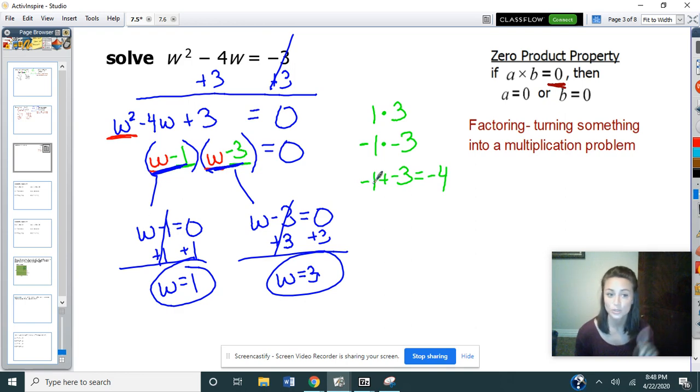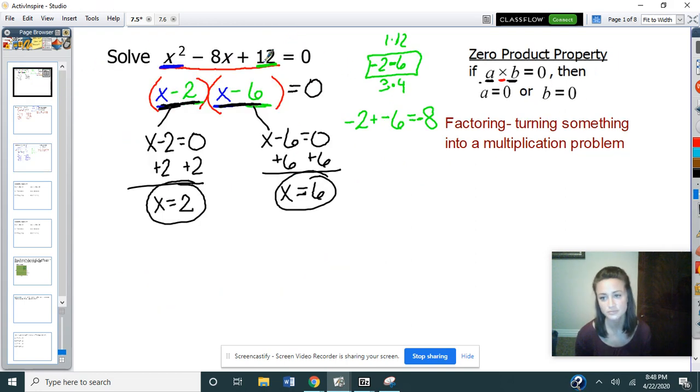So real quick, if I go back on this, you need to make sure that 0 is set to one side. You need to make sure 0 is on one side. Then you need to factor the middle, or turn it into a multiplication problem. And then you set the factors equal to 0.